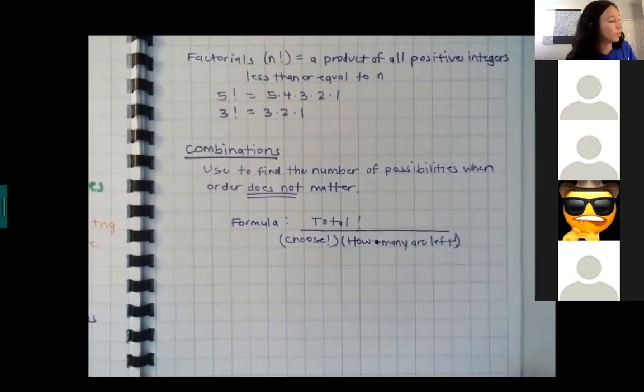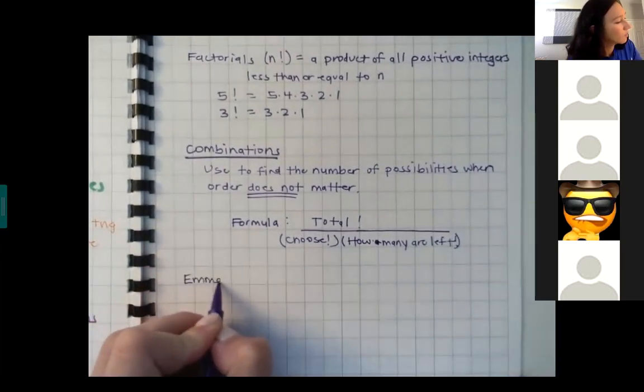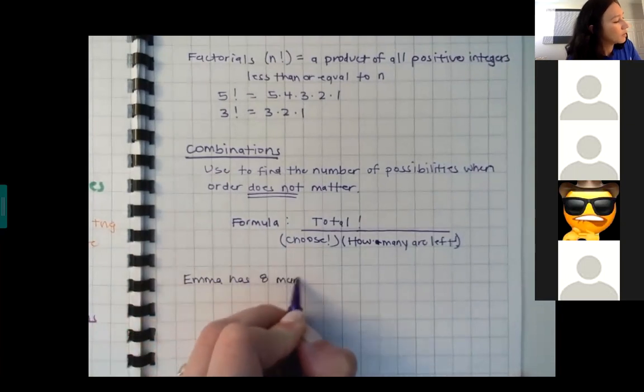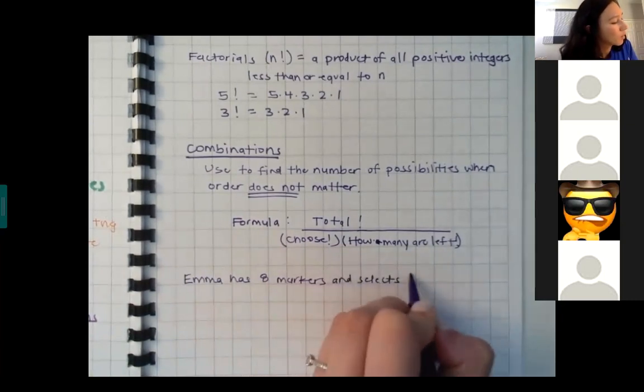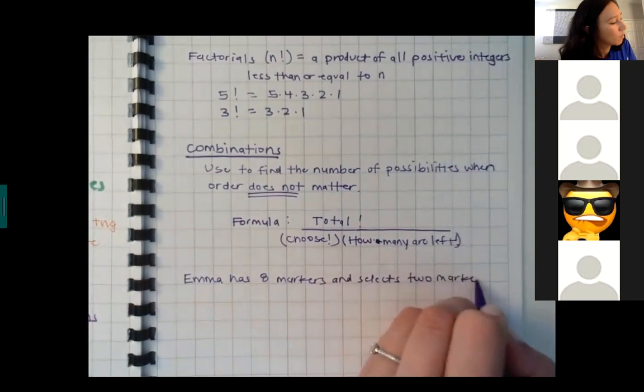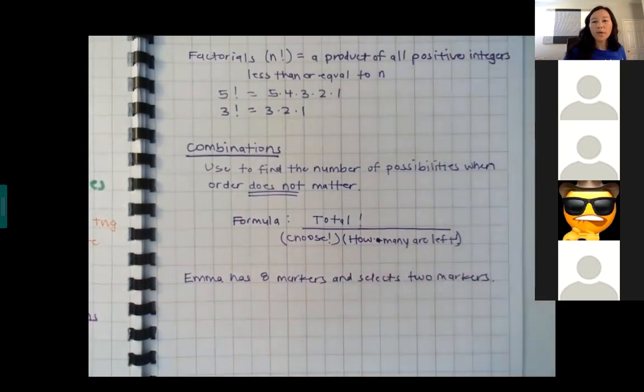Okay, so let's look at an example. So Emma has 8 markers and selects 2 markers. The order doesn't matter. Which one she picks first makes no difference. So she's just picking 2 markers, versus what you'll see in permutations, say there's a soccer team and they're picking their captain and then they're picking their co-captain. So the order matters. It's different if you're the captain versus if you're selected for the co-captain. So that's when order matters.